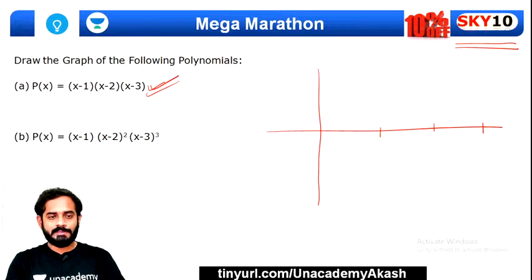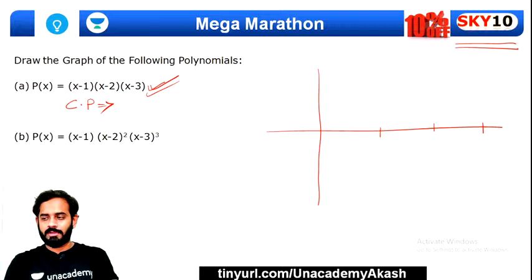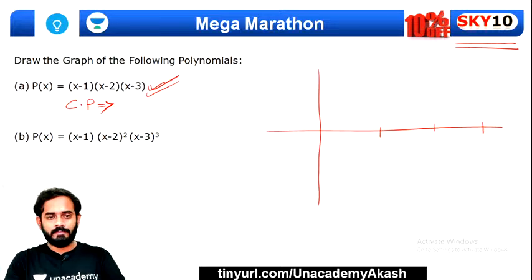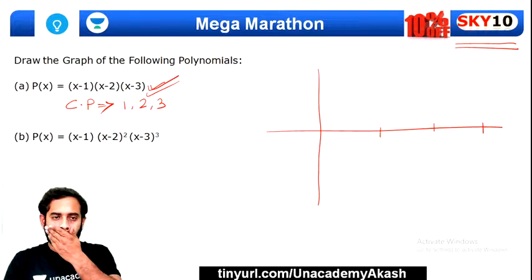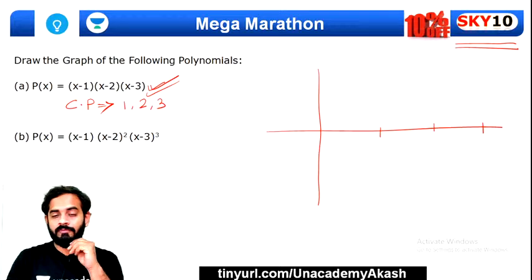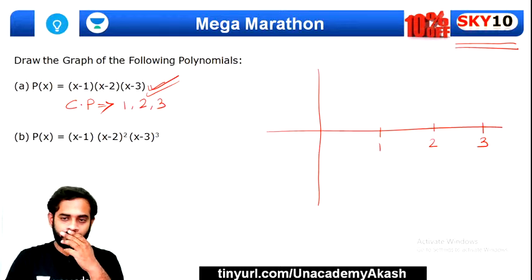Okay, so we have this (x-1), (x-2), (x-3). From here, critical points. Now, the critical points are 1, 2 and 3. We'll have to draw this 1, 2 and 3 over here.